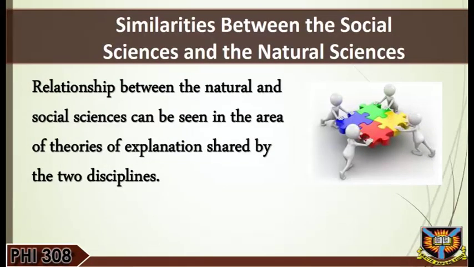Furthermore, a relationship between the natural and social sciences can be seen in the area of theories of explanation shared by the two disciplines. For instance, chaos theory is a field of study in mathematics which studies the behavior of dynamical systems that are highly sensitive to initial conditions. This theory was strictly used in mathematics, physics, and the natural sciences in general, but now it is also employed in the social sciences. Kellart, 1993, page 32.